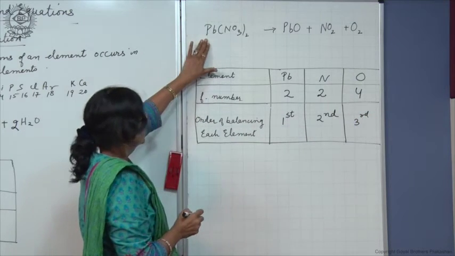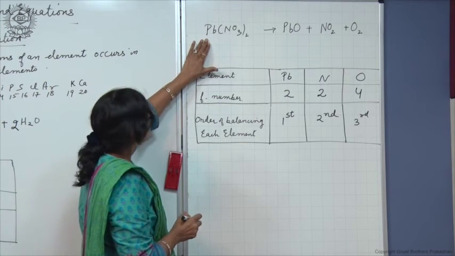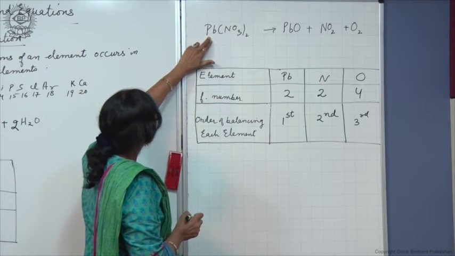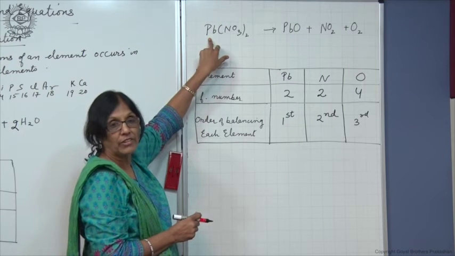To balance lead in this particular equation, first count how many lead atoms are there in the equation.